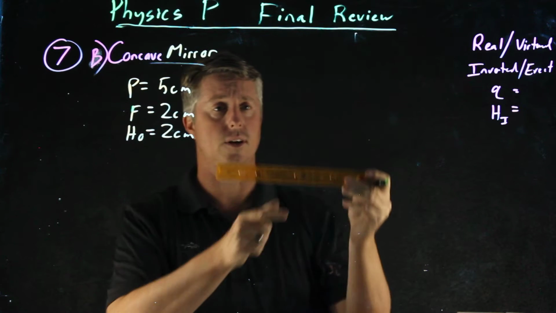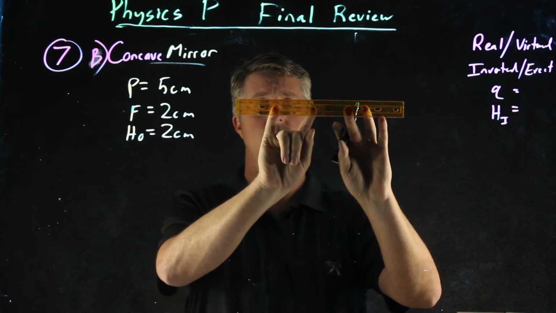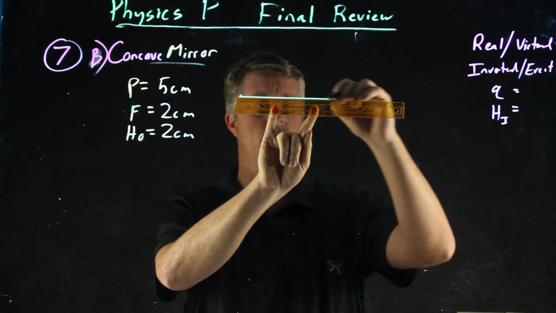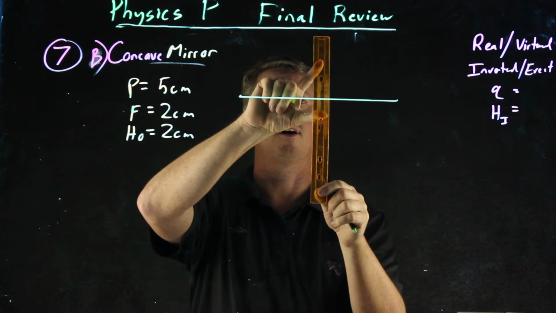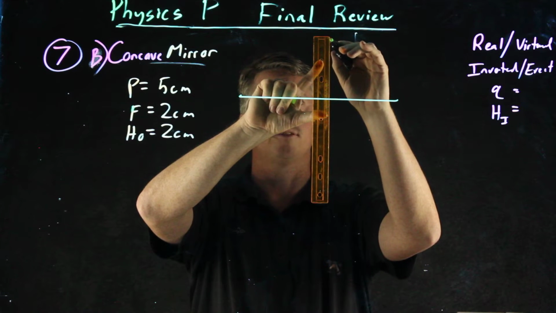So the first thing is I want my horizontal line. So using my ruler, I can draw my horizontal. I then want to draw my mirror. So I am drawing a thin vertical line for my mirror.